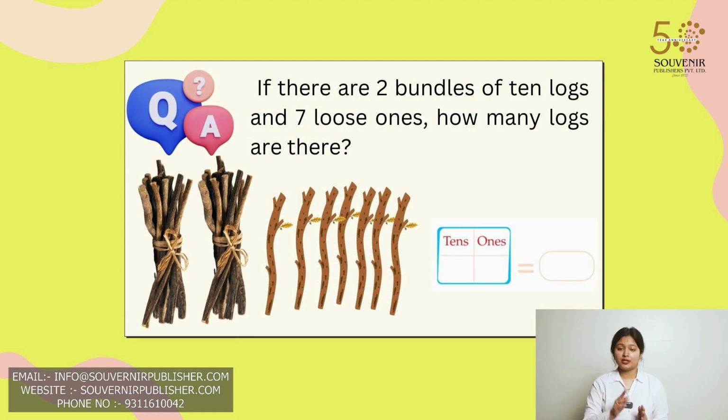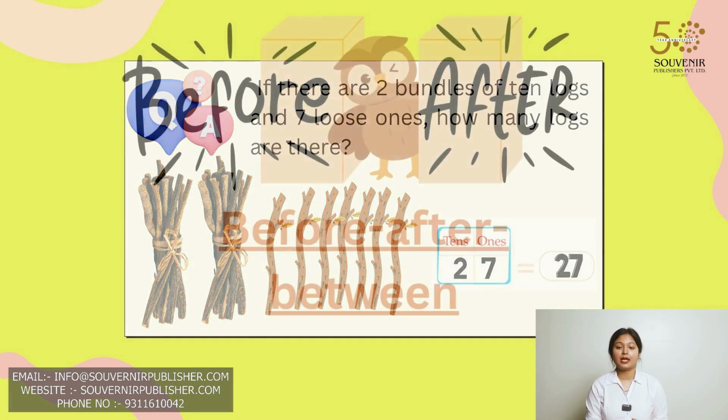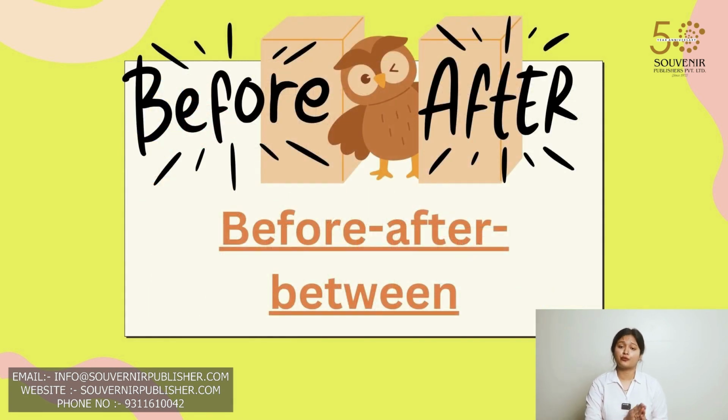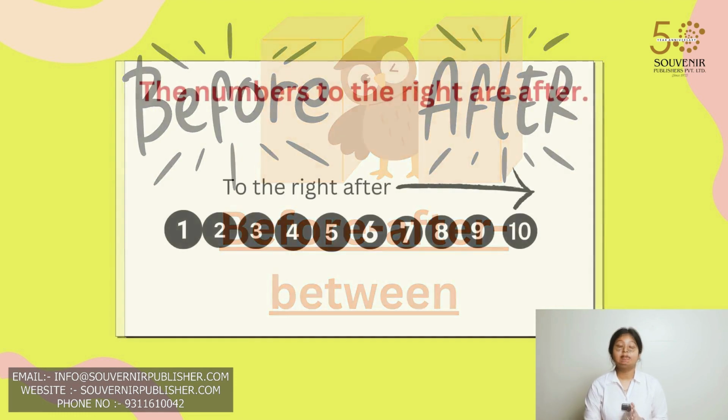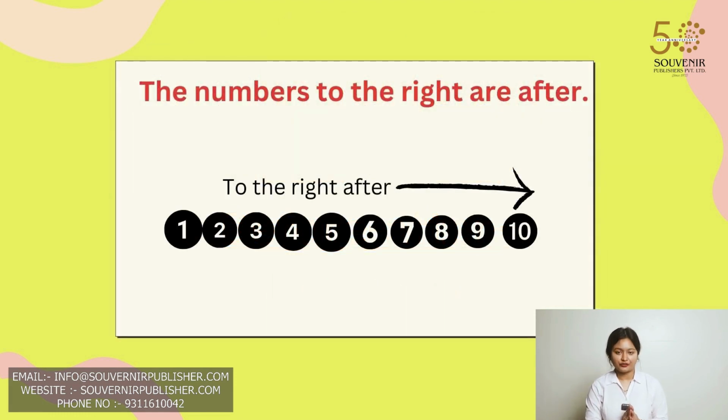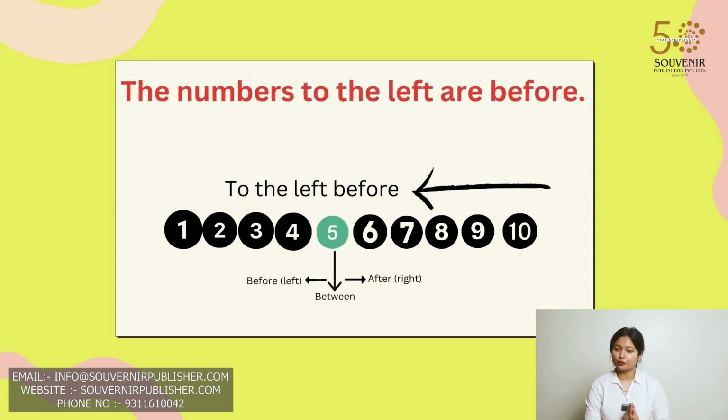Students, if there are 2 bundles of 10 locks and 7 loose ones, how many locks are there in total? There are 27 locks. Now let's move forward and know what is before, after and between. The numbers to the right are after, the numbers to the left are before. So for example, if we have 5, then the numbers on the right are going to be numbers which are after 5, and numbers on the left are going to be before 5. So here number 4 is before 5 and number 6 is after 5, and number 5 is the number that we have in between.